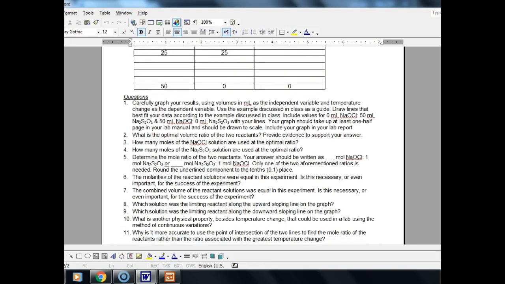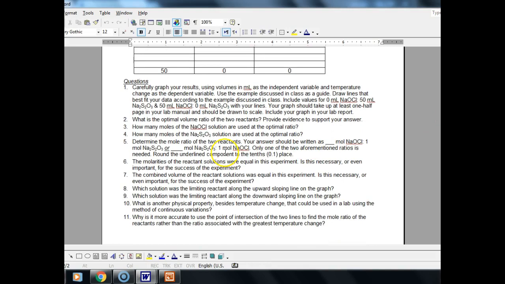The next questions are dealing with the data that you had in the lab. The molarities of the reactant solutions were equal. Is this necessary or even important for the success of this experiment? Well, the goal for this experiment was to find that optimal mole ratio, and we're using volumes to help us do that. So what I want you to think about with number 6 is how did the molarities help you get your data for 2, 3, and 4? And is it critical that they be the same in order to get that kind of data? That's for you to tell me.